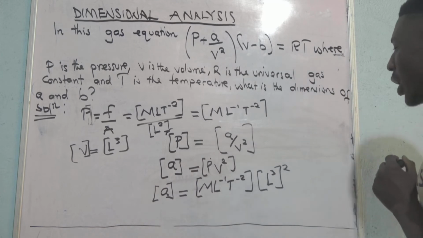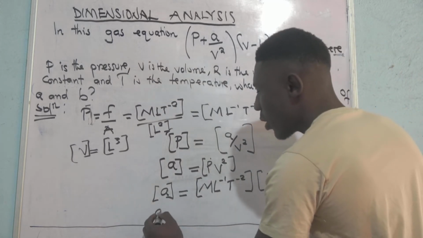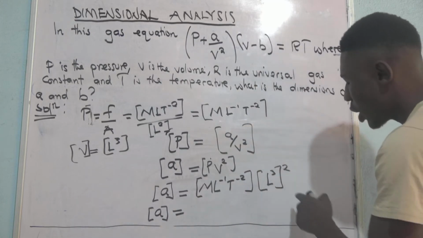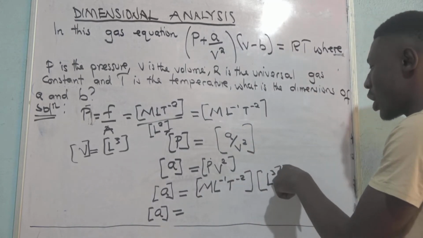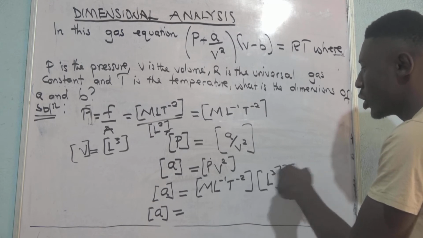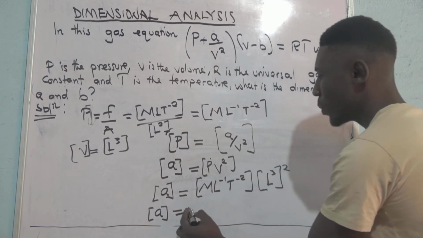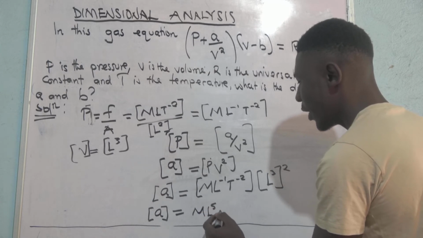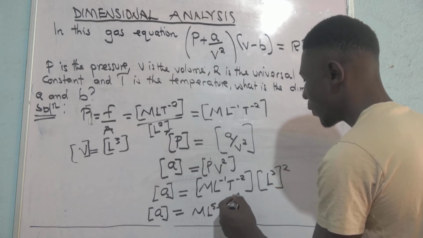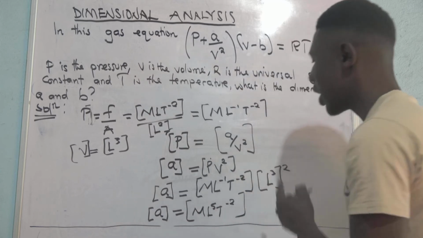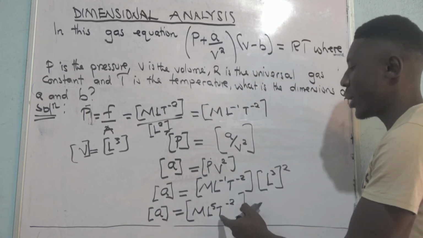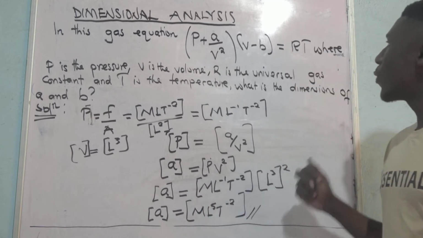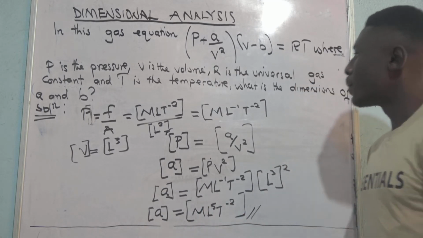Now this gives us L to the power 6. When it is multiplied by this one, we get the dimensions for a to be ML to the power 5 T to the power negative 2. So we found the dimensions for a to be this. Since we know the dimensions for a, we then go to finding the dimensions for b.